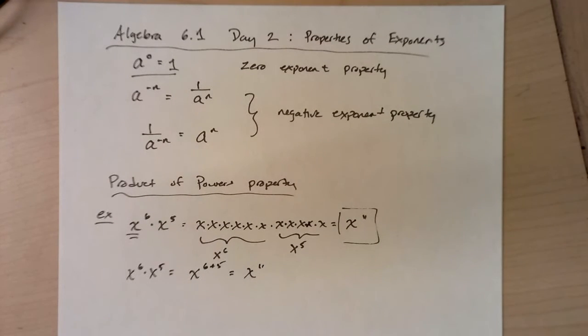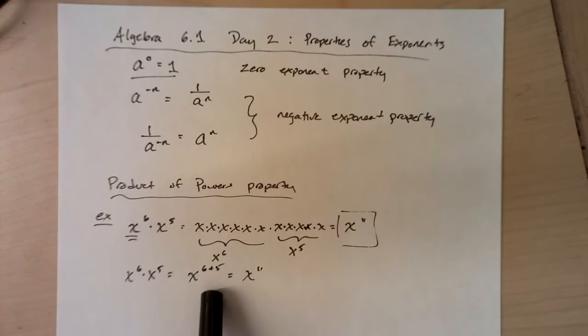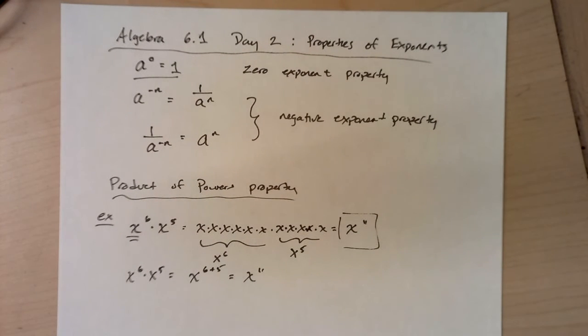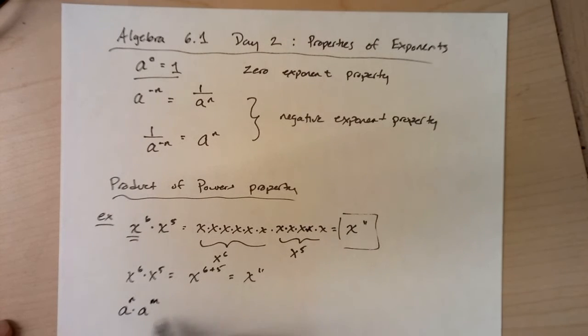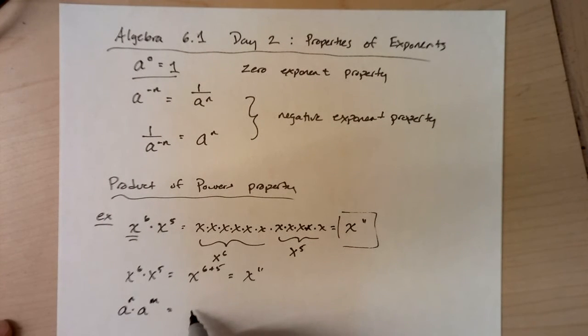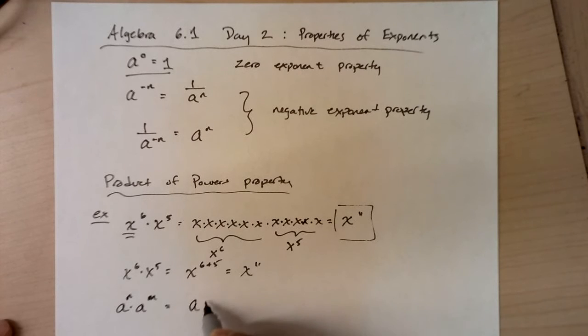It's a little bit quicker and faster to come up with the rule instead of having to write out everything in expanded form right here. But then that leads to the product of powers property. As long as I have the same base, and again, that base is not 0, a to the n power times a to the m power, I have the same base. The rule, or the property, is add the exponents: a to the n plus m.